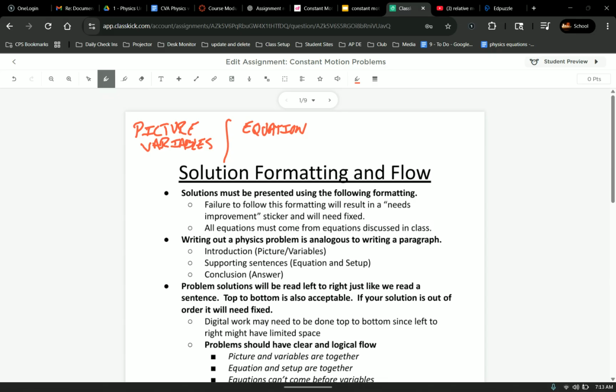Once you've got the equation, then you're just going to do what I call setup. You're not going to do any math yet. I just want to make sure you know where everything goes. And then that's the setup. After you do the equation and setup, then we get to the math.